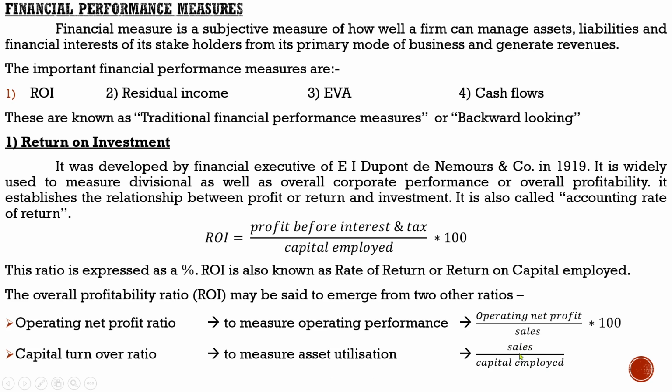So if you look closer, you can see that operating net profit divided by sales into 100, into sales divided by capital employed. If you multiply these two, the sales and sales will be cancelled, and the remaining values are operating net profit divided by capital employed into 100. This is how we have developed the return on investment equation. So actually, the return on investment equation covers operating net profit ratio and capital turnover ratio.